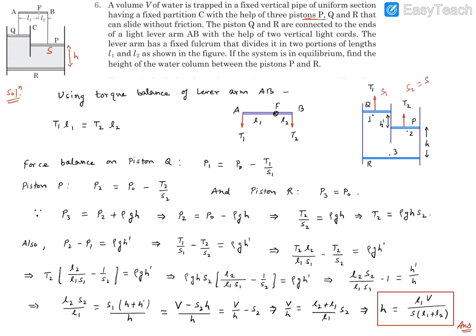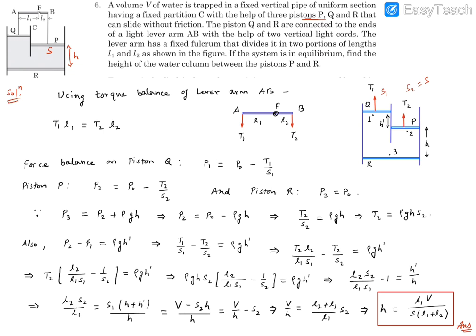Similarly, we can have the force balance of piston P. So P2 must be balancing the atmospheric pressure and the resultant of this tension. So P2 is equal to P0 minus T2 by S2, by the same logic: write the force equation, then divide by S2. For piston R, since it's massless and not connected with any string, the pressure on the upper side must be equal to the pressure on the lower side. So P3 is equal to P0. These equations we are making due to the equilibrium condition of these light pistons.